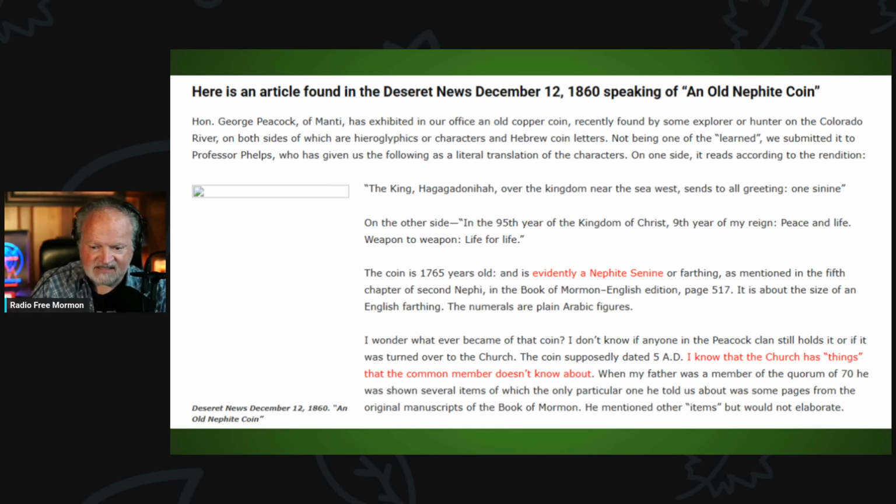I know that the church has things that the common member doesn't know about. You do? When my father, this otherwise anonymous writer of this article says, when my father was a member of the Quorum of 70, he was shown several items, of which the only particular one he told us about was some pages from the original manuscripts of the Book of Mormon. He mentioned other items, but would not elaborate. Secrecy is king in Mormonism.